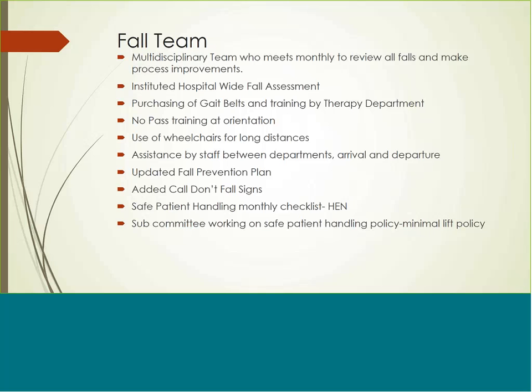So our fall team is a multidisciplinary team that meets monthly, and we have somebody from several different departments, even somebody from dietary sits on the fall team. And like I said earlier, we wanted to make a hospital-wide fall assessment. Some things that we did is we had the departments purchase gait belts, and once we started looking, we've already talked about the emergency room not having gait belts, but ambulatory surgery swore they had a gait belt. They couldn't find one for us anywhere, so we added a couple gait belts in ambulatory surgery.